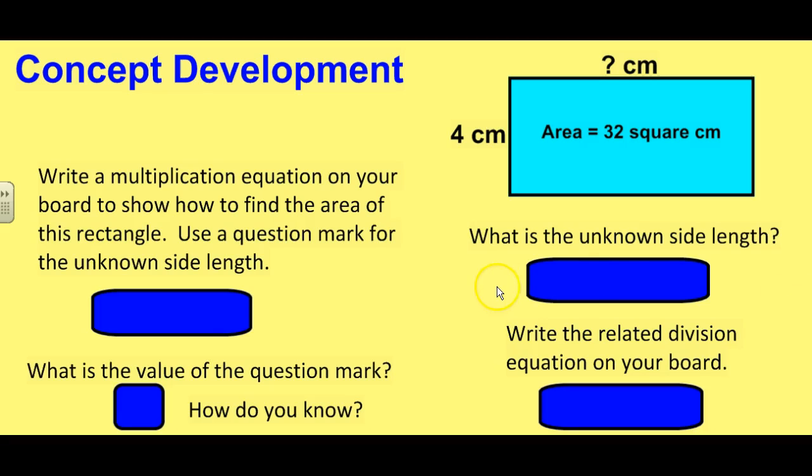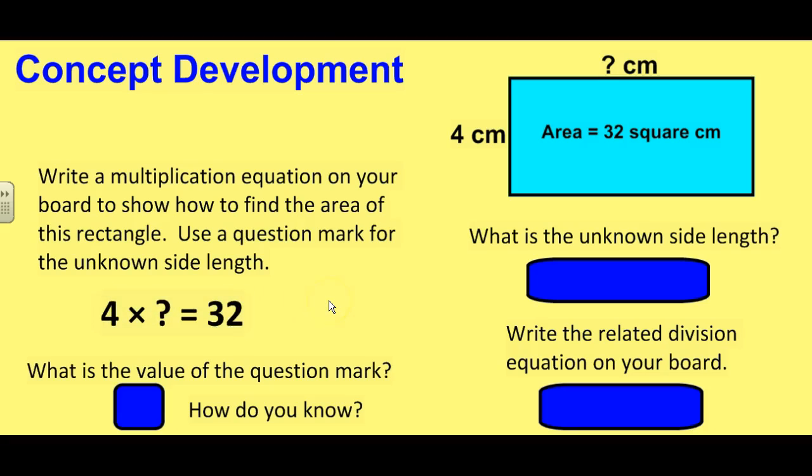Okay, so we're probably not going to do everything that it says right here on this page, but I probably am going to have you write down the multiplication equation and the division equation when we're working with these types of rectangles. So once again, we know one side length and we know the area is 32 square centimeters. So on your board, I do want you to write a multiplication equation to find the area, and I want you to use a question mark for what the unknown side length is. So you've got everything you need right here to be able to write your multiplication equation. I want you to push play whenever you're ready to check it.